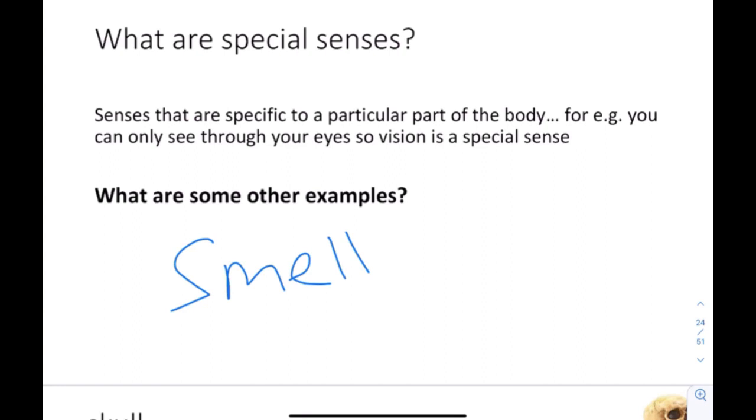So specific parts of the body with specific senses, that are only elicited by specific parts of the body, we call these special senses. An example of something that's not a special sense is touch, because you can feel touch everywhere. So touch would not be a special sense.